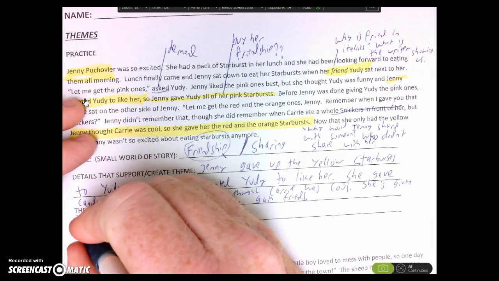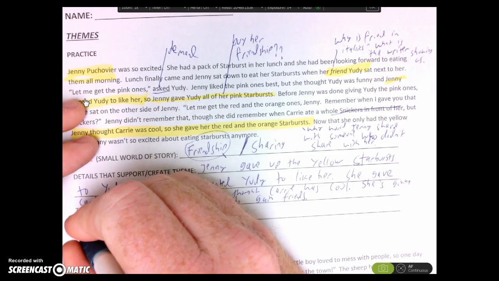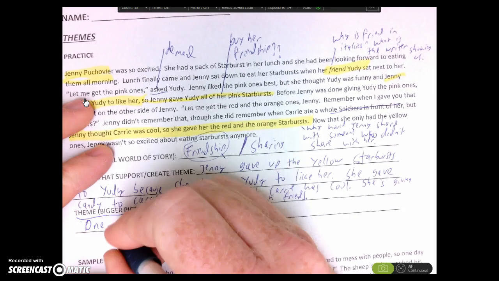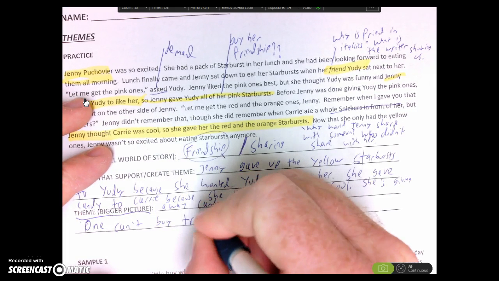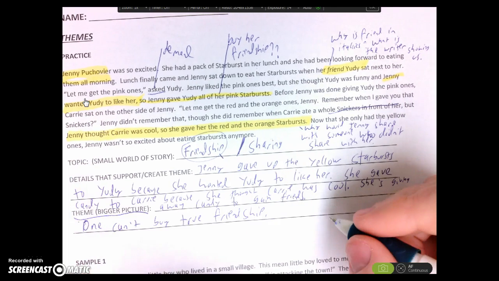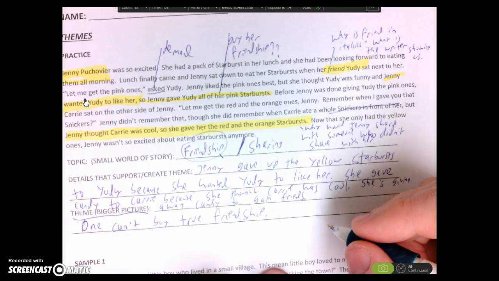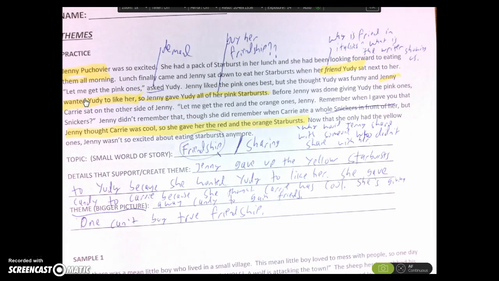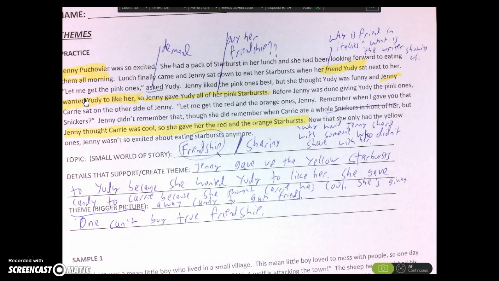You might have come up with something like, one can't buy true friendship. There are other ways of phrasing this. And once you do that, you pretty much have figured out theme.